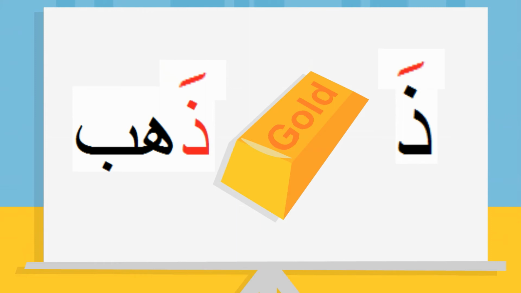Vowel with al-fatha is the. The. As an example, the word dhahab. Dhahab, which means gold. Say after me. Dhahab.